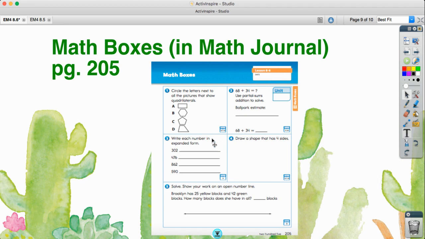Number 3. Write each number in expanded form. Number 4. Draw a shape that has 4 sides. And number 5. Solve. Show your work on an open number line. Brooklyn has 25 yellow blocks and 42 green blocks. How many blocks does she have in all?